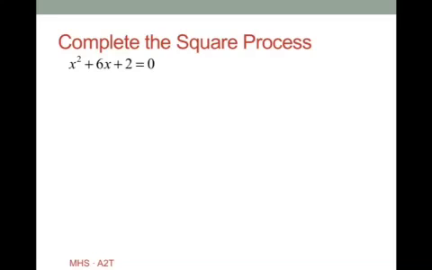So here's the process. First step is isolate the x's on one side. So you get your x squared plus your 6x and you put that on one side. And you move that 2 to the other side to look like that. x squared plus 6x equals negative 2. Now notice I left a little space. Get in the habit of doing that. I put a little line there so I know to put something in there in just a second. All right?